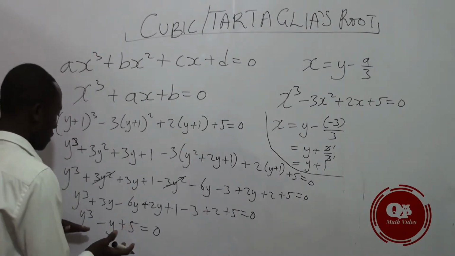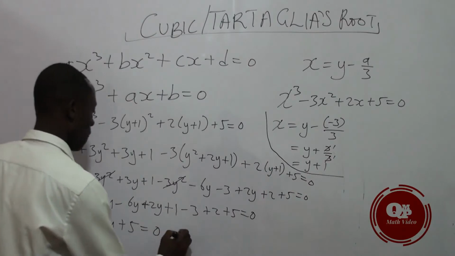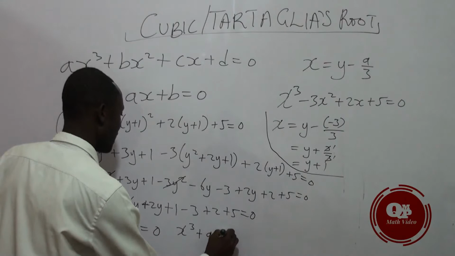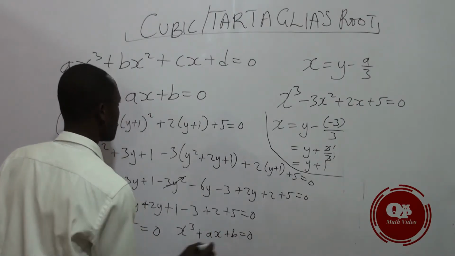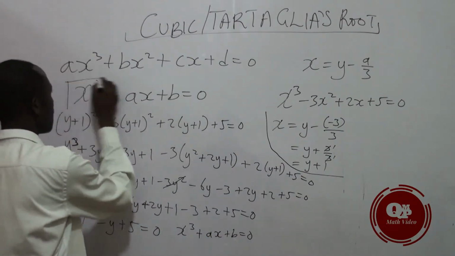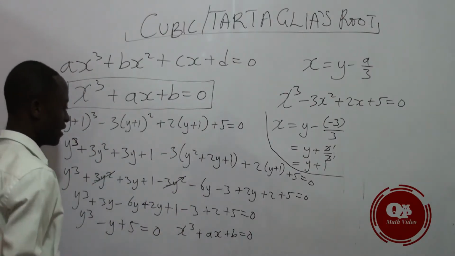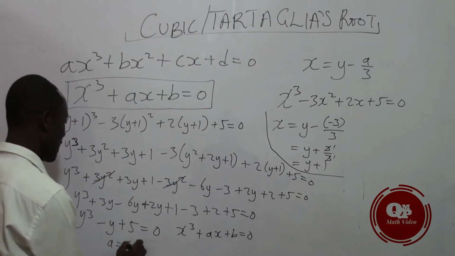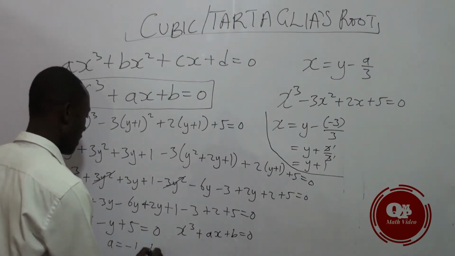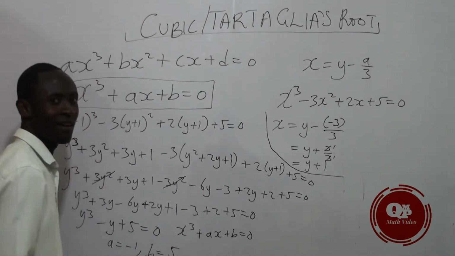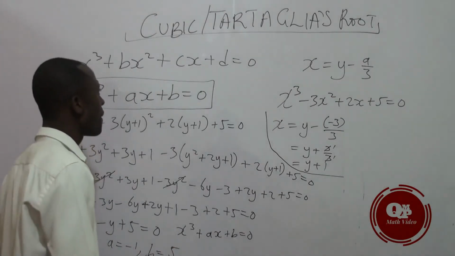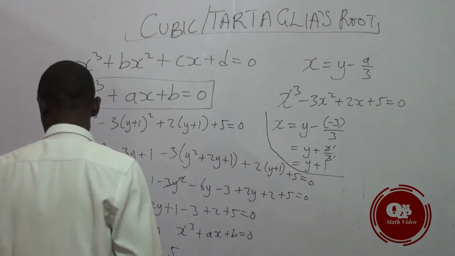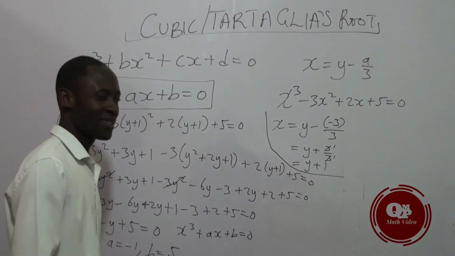Now you can change this into the form x cubed plus ax plus b is equal to 0. Check it out, the form of solution we are interested in. That tells us that our a happens to be negative 1 and our b happens to be 5. Now that we have found our a and b, what do we do? We then substitute them into Tartaglia's equation. I hope you remember that. Let us check it again.